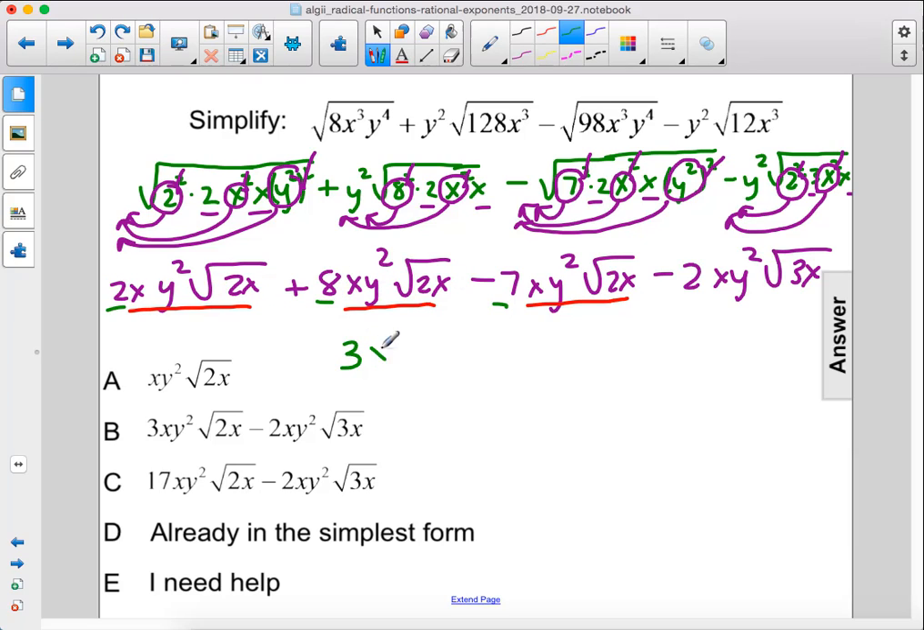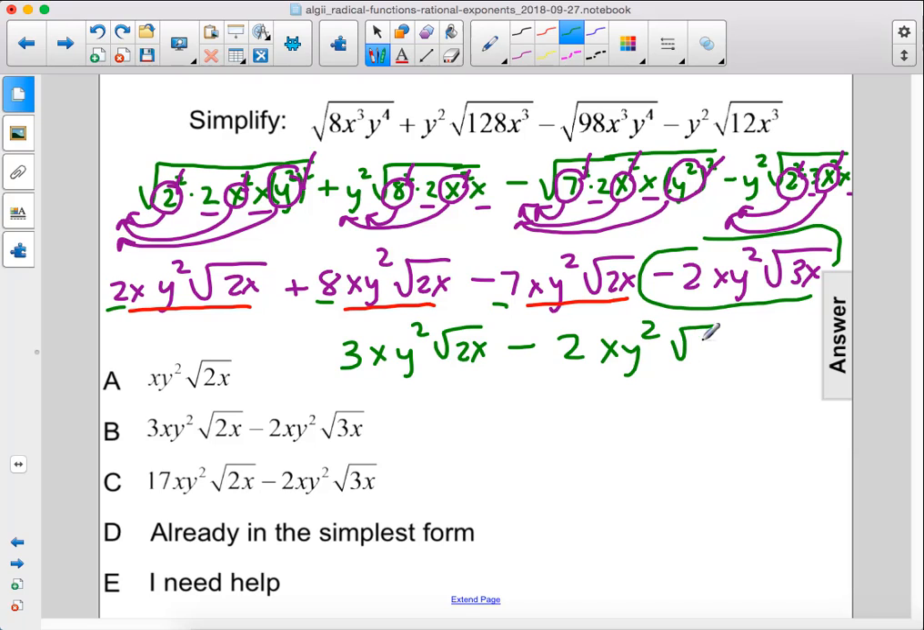So 3 times x times y squared times the radical 2x. Then we have this piece over here, which does not combine with anything, minus 2xy squared times the square root of 3x. So our answer is B.